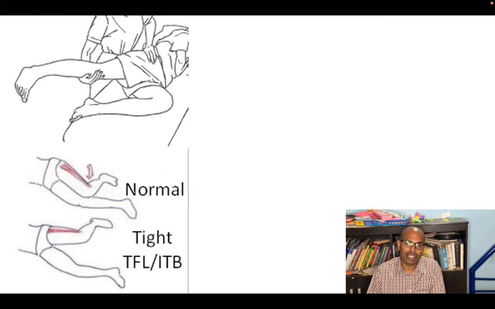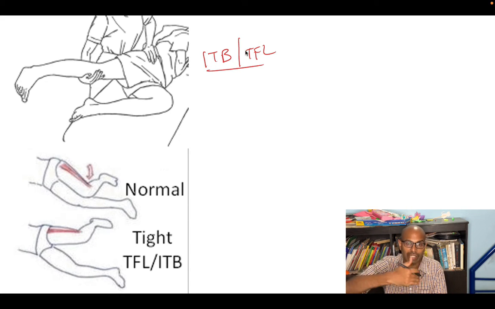The third named test that was described is called the Oberst test. Oberst test is to identify a tight iliotibial band, ITB, or tensor fascia lata muscle, which runs across the lateral side of the thigh and inserts into the lateral portion of the tibia. So, how do you do this test? You ask the patient to lie down on the side.